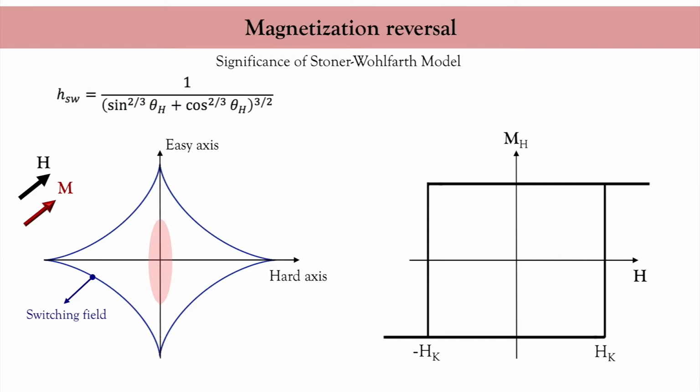Now, let us apply the magnetic field along the hard axis, so perpendicular to the rest position of the magnetization. Phenomenologically, you can guess that the magnetization direction will be tilted toward the magnetic field.